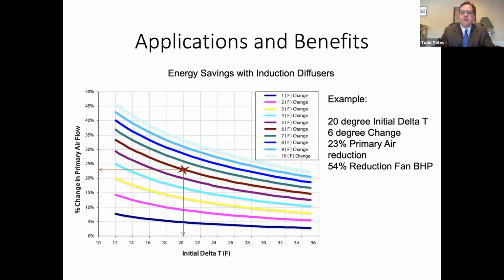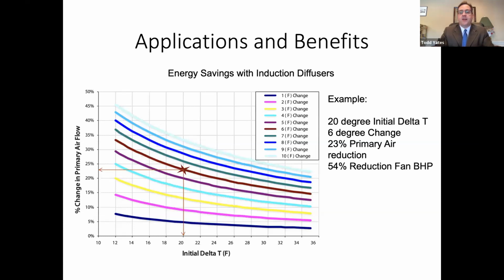So this one, let's look. If we have a 20-degree initial difference and we have a 6-degree change. So let's say your space was anticipated to be at 75. Your primary air would have been at 55.